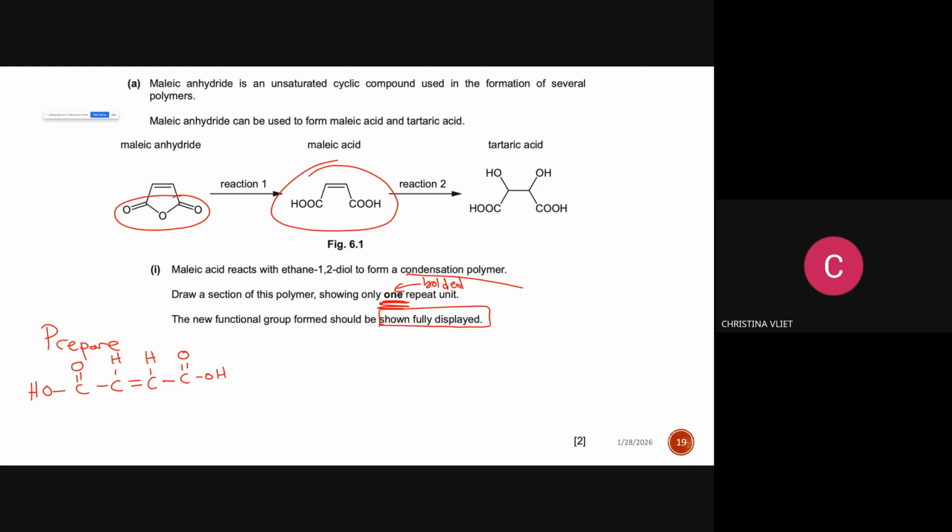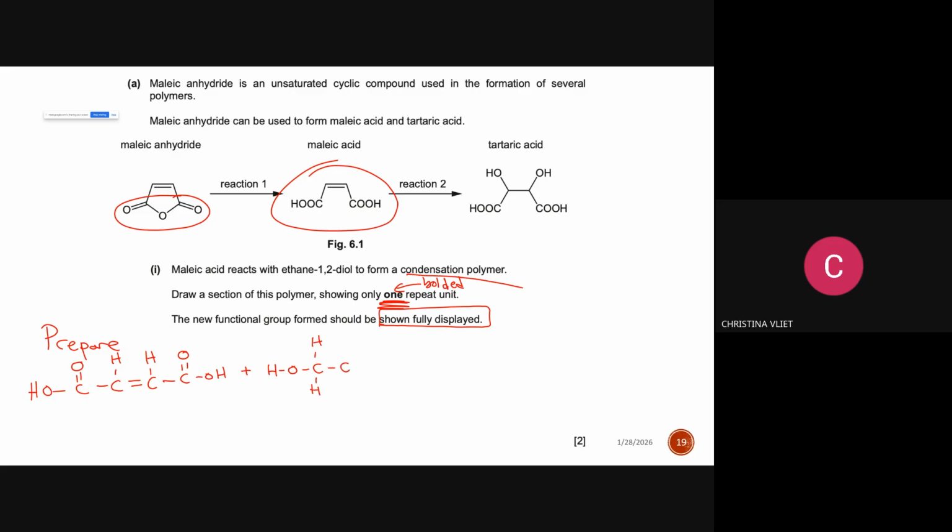Yeah, sure. First of all, because there's no mark for this. And second of all, because I'm just trying to show where my groups that are going to combine are going to go. They're going to end up in a straight line at the end anyways. So may as well prepare them that way. And so this is fine. And then the ethane-1,2-diol, that's going to be this.